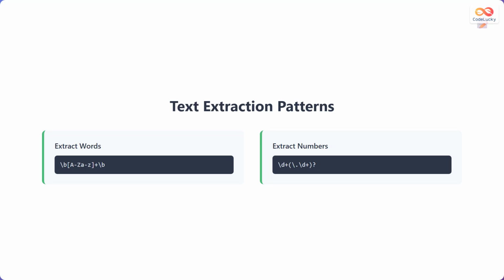The second one extracts numbers. This pattern extracts numbers, including decimal numbers. The pattern is as follows: backslash, lowercase d, plus symbol, open parenthesis, backslash, dot, backslash, lowercase d, plus symbol, close parenthesis, question mark.